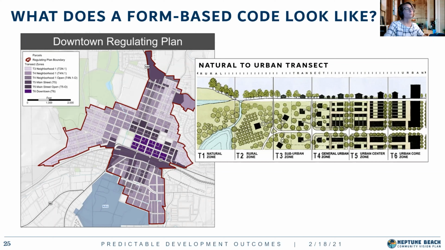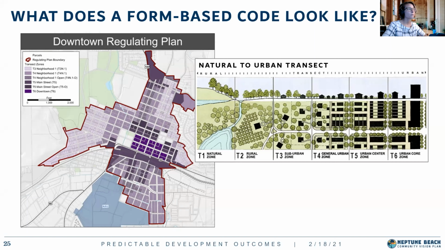And so that's the part of the process we get to, is defining the full range of transects and then what the actual standards look like for each of those transects in the specific community that we're working in. So like I said, a T6 in Neptune Beach will look quite different than a T6 in Chicago or New York or anywhere else, really. So you have to then define and personalize the actual building form standards and street standards to apply to the unique character of each place.